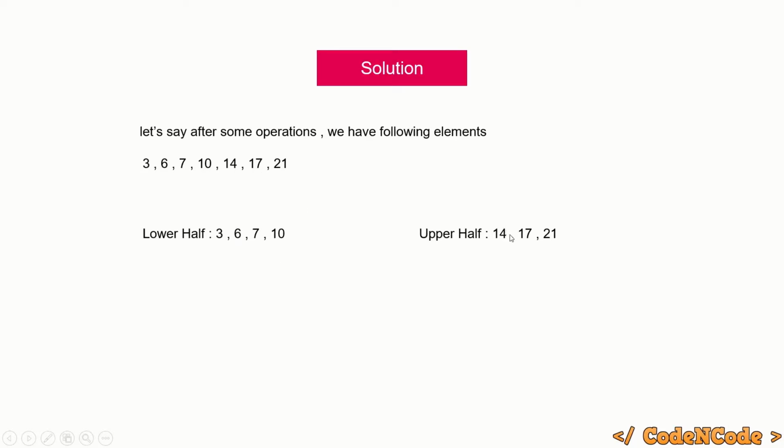So how to maintain this? For that, let's make some observations. One important thing: at this point we are only interested in the biggest element of the lower half and the smallest element of the upper half. So just keep that in mind.